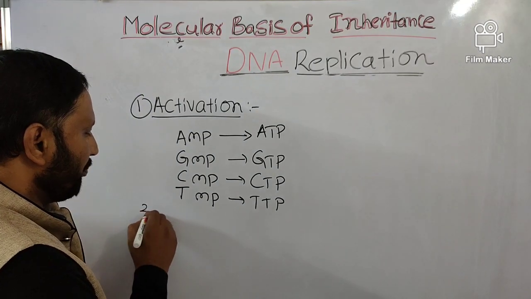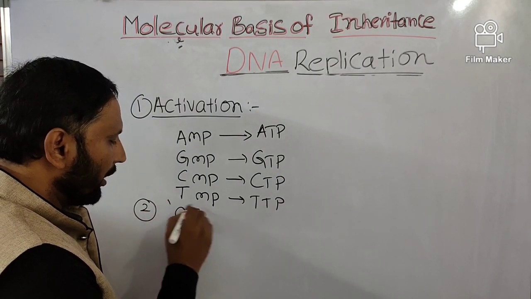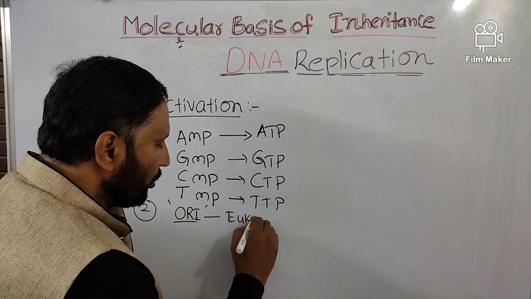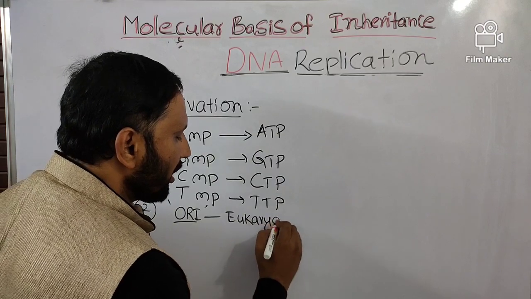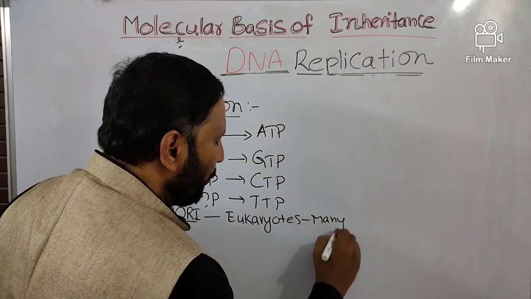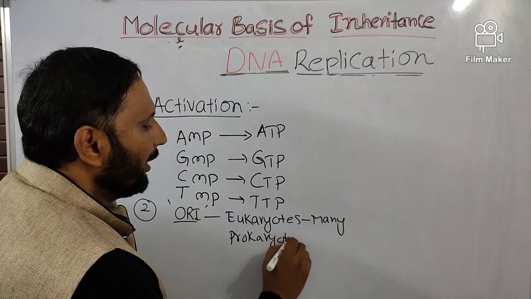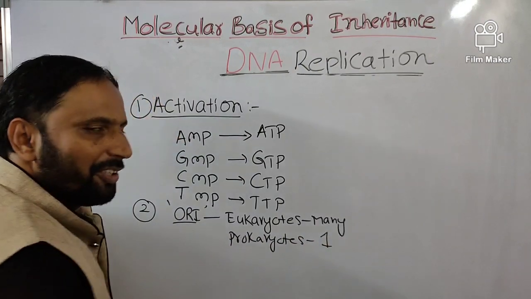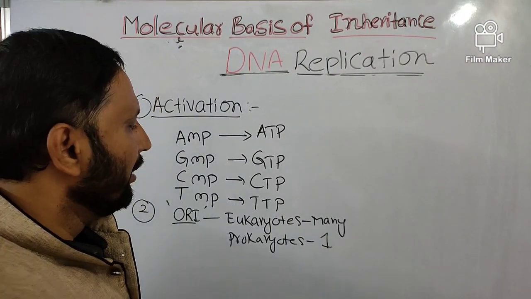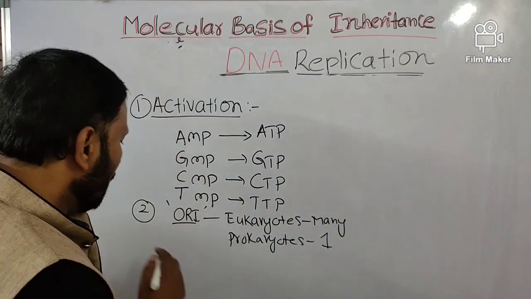After that, the second step is recognizing the ORI site, the origin of replication. In eukaryotes, many ORIs are present, whereas in prokaryotes, ORI is only one. Origin of replication is present at only one site. But here, in eukaryotes, ORI sites can be recognized at many places.